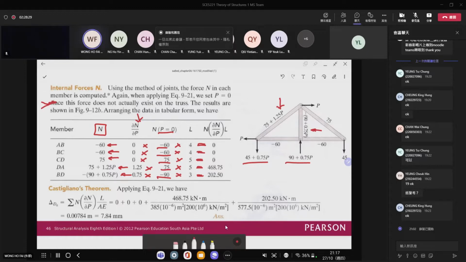But for here, you can see that each member has a different cross-sectional area. So you have 468.75 divided by its own cross-sectional area and Young's modulus. And again, for the BD, you have n dn/dP times L is equal to 202.5, and then you will divide by its own E and A. Then after that, you just calculate the values together. It is equal to 7.84 mm. Okay.